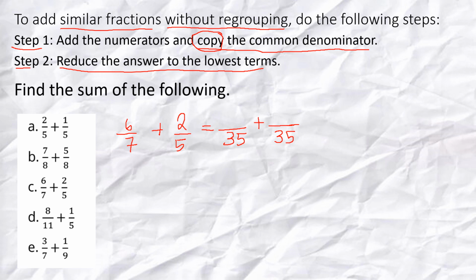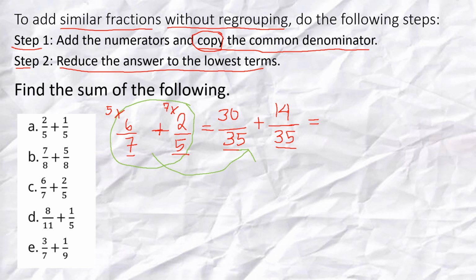Let us now change these fractions, which is 6 over 7 plus 2 over 5, to similar fractions using the LCD, or the least common denominator, which is 35. Take note, you are not allowed to add unless your denominators are the same. 35 divided by 7 is 5. 5 times 6 is 30. 35 divided by 5 is 7. 7 times 2 is 14.